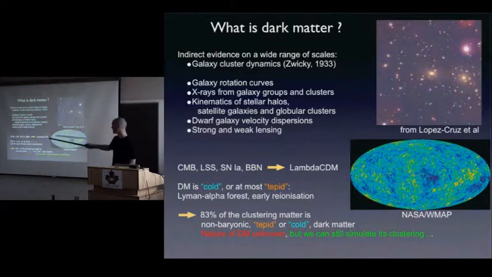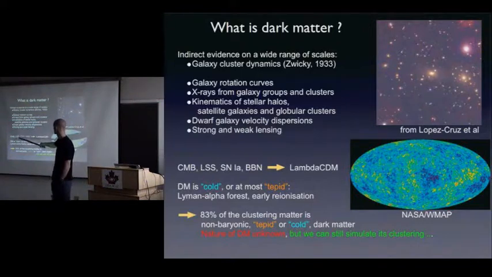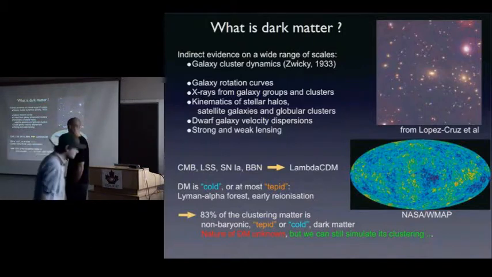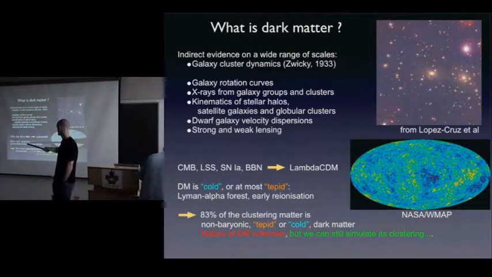And so nowadays we end up with this epoch of sort of precision cosmology, where we have pretty accurate probes, especially the CMB, large scale structure, also the type 1A supernovae and Big Bang nucleosynthesis. All of them are perfectly consistent with the lambda CDM model. In this model, the dark matter is cold, or at least it's not very warm.